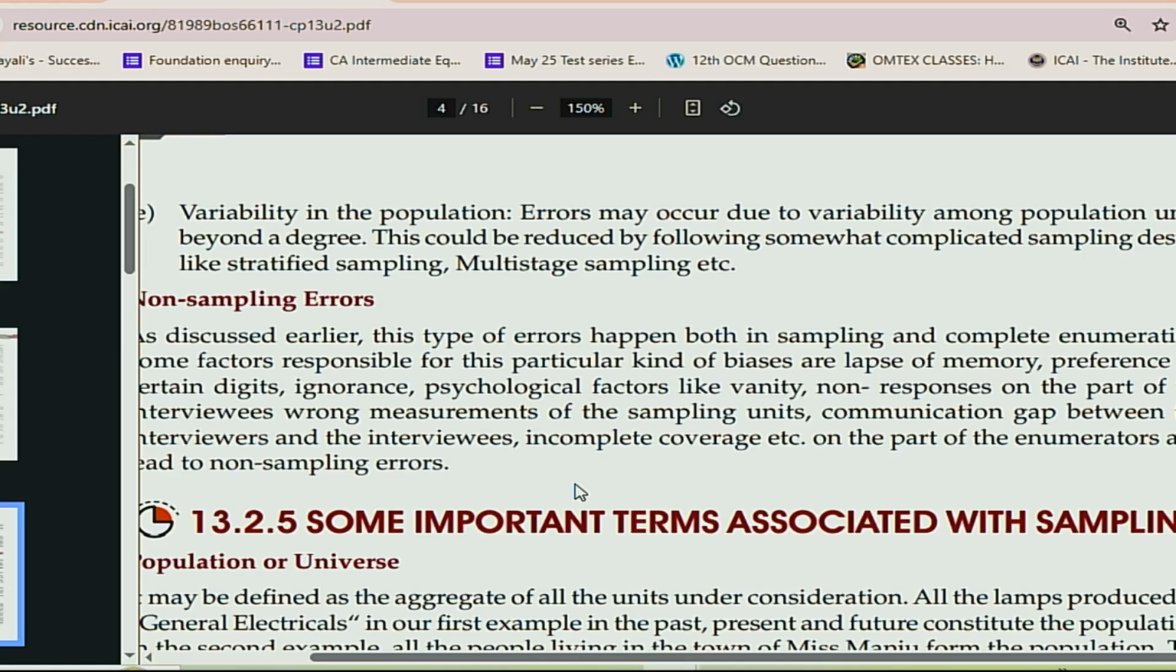Sampling errors, did everybody understand? Any doubt, anyone? Let us go to the next part, that is non-sampling errors. So, what do you think will be non-sampling errors? A bias or a prejudice.